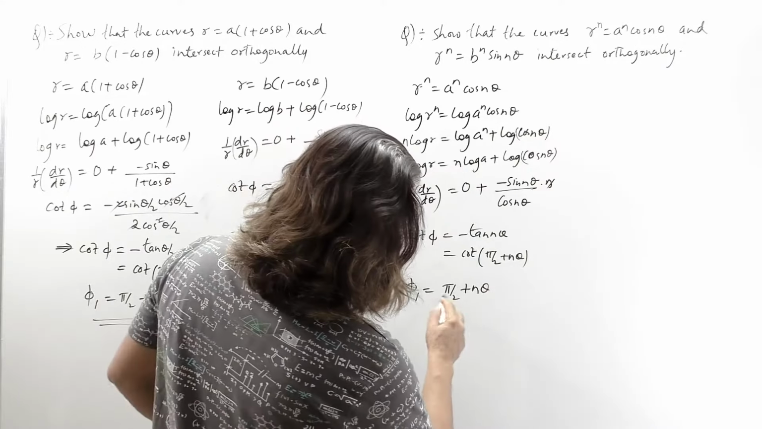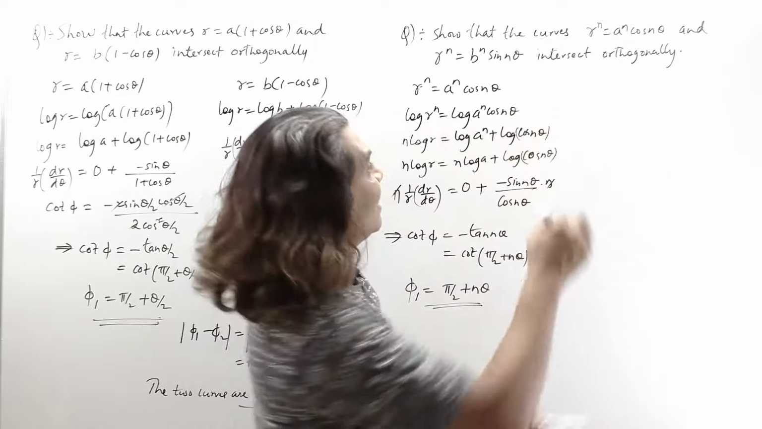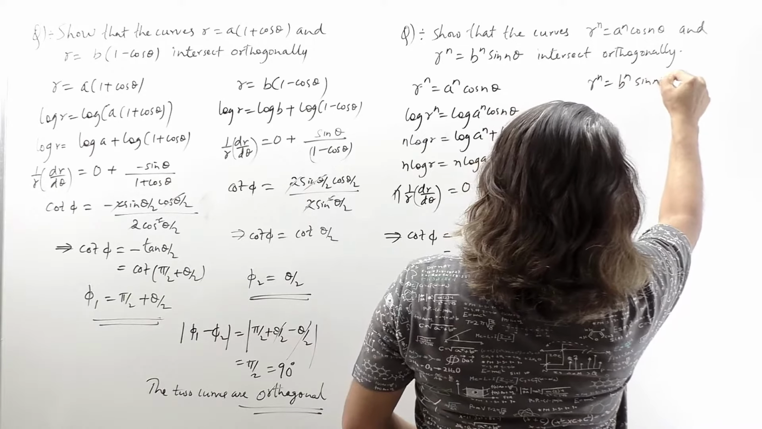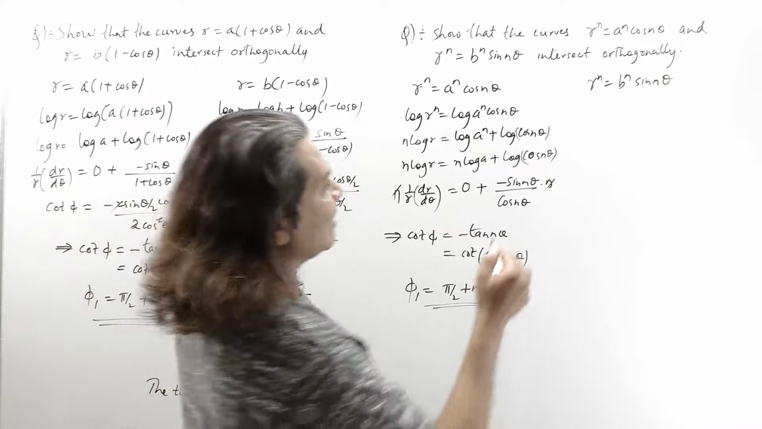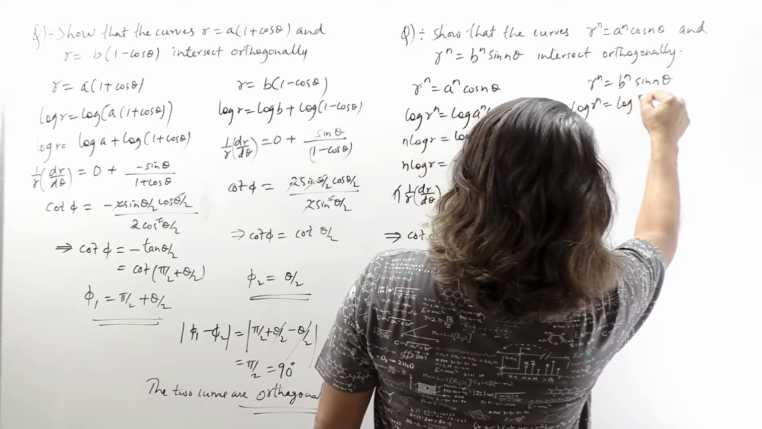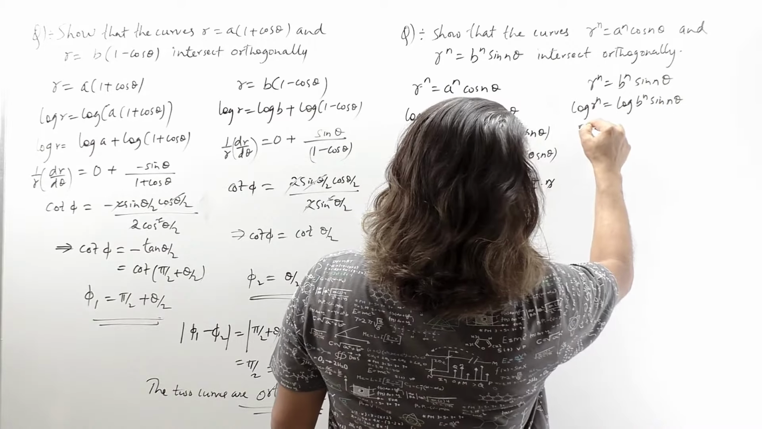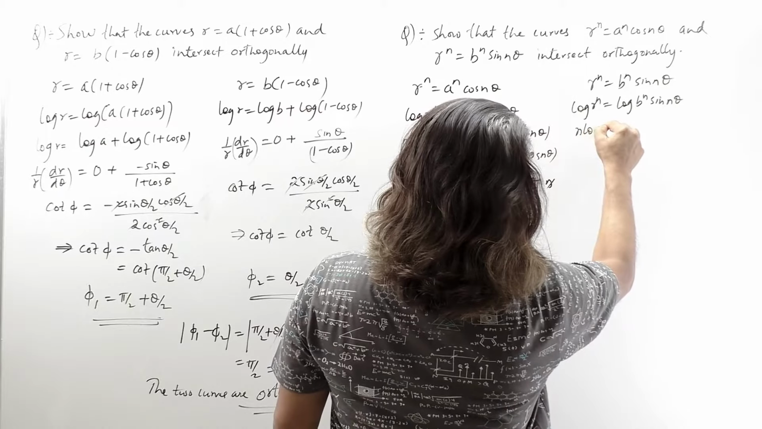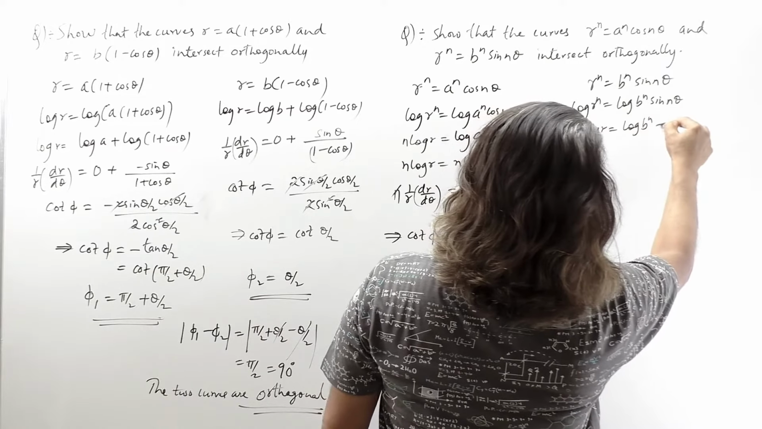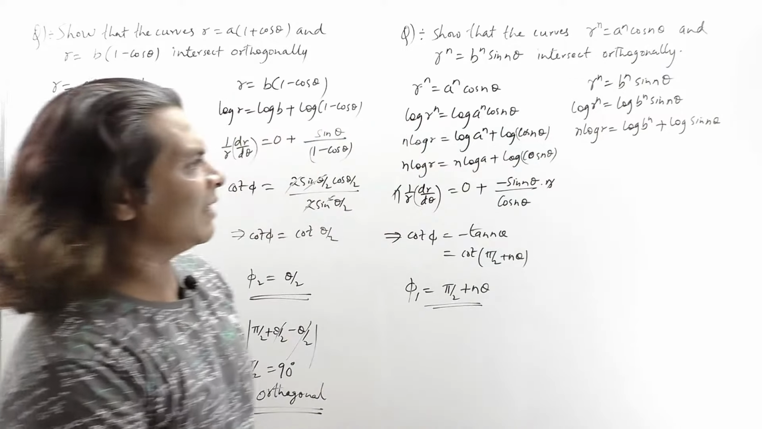Okay, so you found the first angle now. Now moving to the second equation. What is the second equation? r raised to n is equal to a raised to n into sine of n theta. So again the same thing. Apply log on both sides. So log of r raised to n is equal to log of a raised to n into sine of n theta. That means we have n log of r is equal to log of a into b, log a plus log b, log of sine of n theta, right?